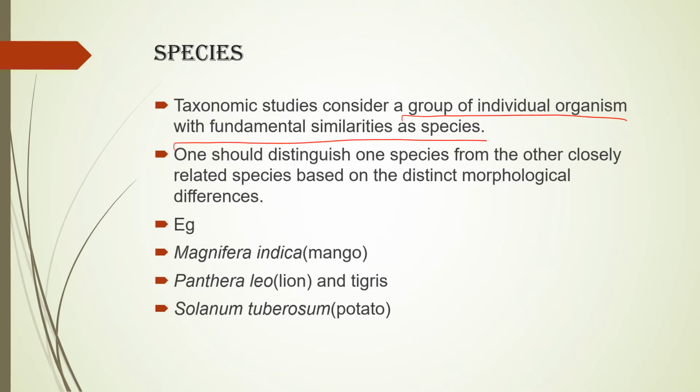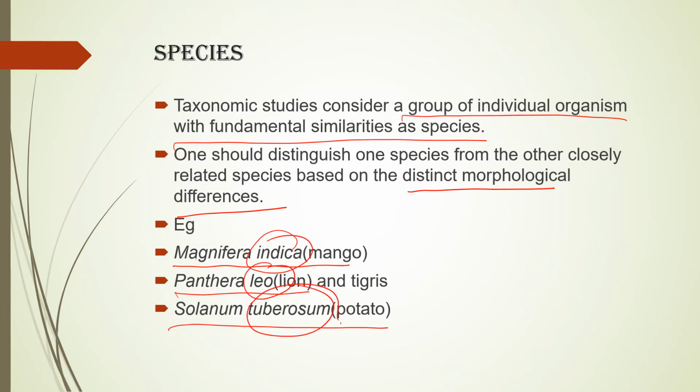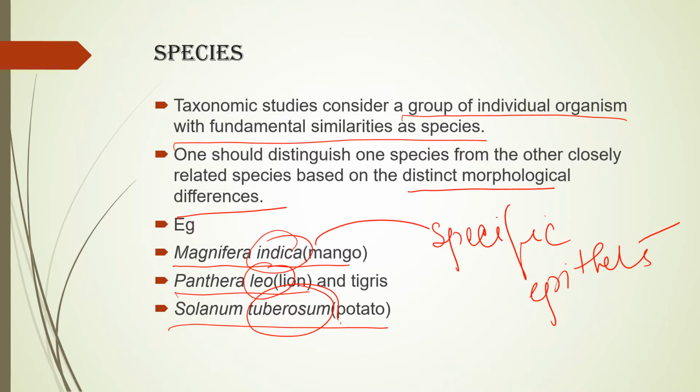Now, one should be able to distinguish one closely related species from another based on distinct morphological differences. So, what are the distinct morphological differences? Now, Mangifera indica, Panthera leo and Solanum tuberosum, we can differentiate them from the morphological point of view. How? All three names, indica, tuberosum and leo, are representing specific epithets, right? Whereas the terms Mangifera, Panthera and Solanum, they are all representing the genera.